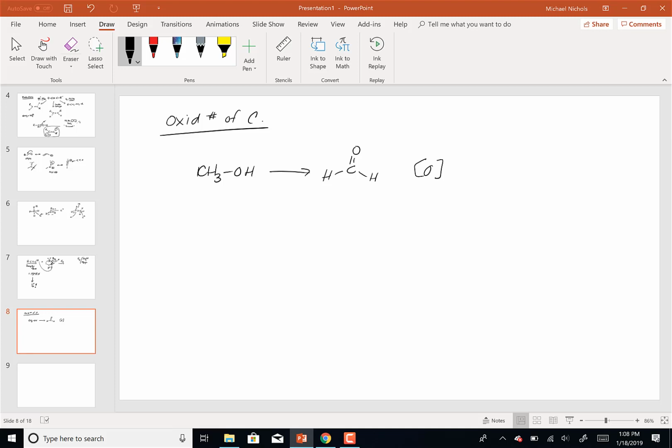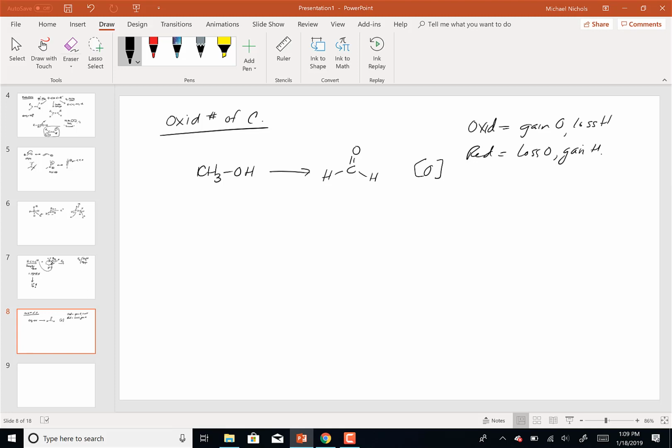Now, remembering those rules, right? Oxidation equals gain oxygen, lose hydrogen. Reduction equals loss of oxygen, gain of hydrogen. That kept us from determining the oxidation number of carbon, because then we have to go with Leo the Lion says GER: lose electrons, oxidation; gain electrons, reduction. Or OIL RIG, whatever that stands for. Like I said, I prefer the Leo the Lion better.